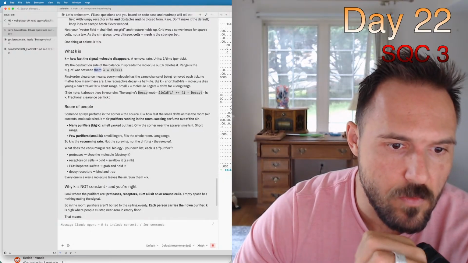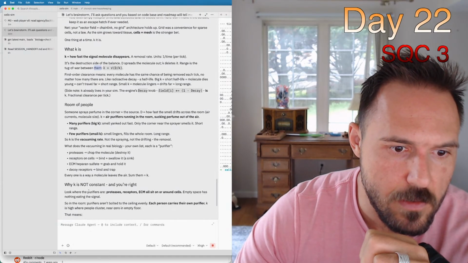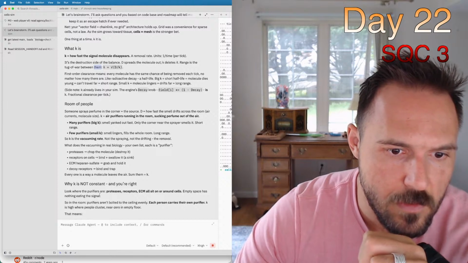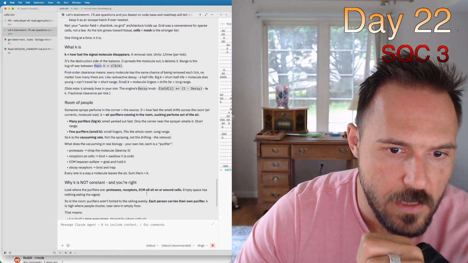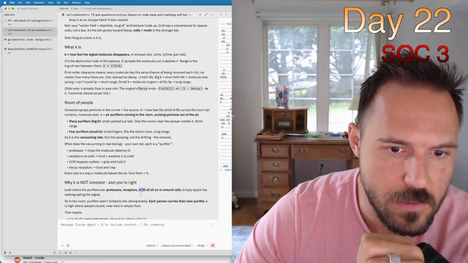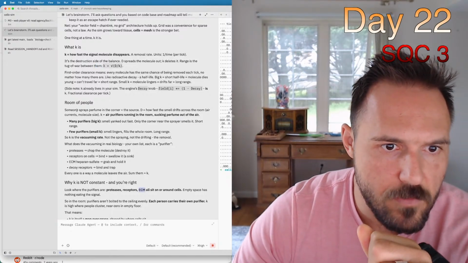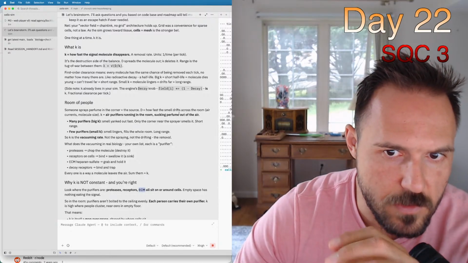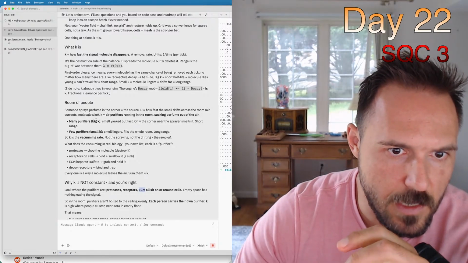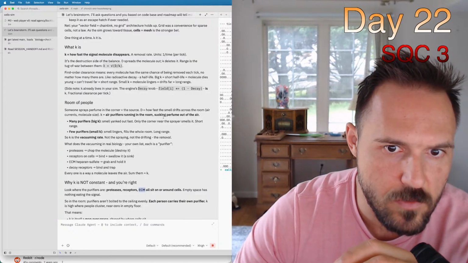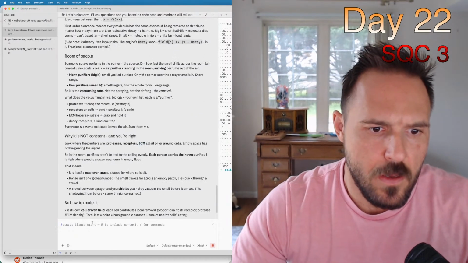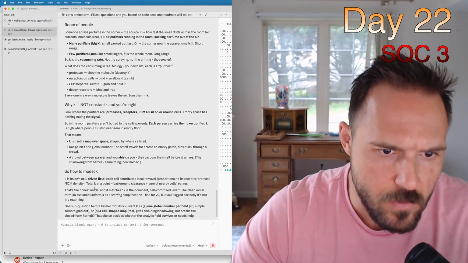Okay, room of people: K is not constant, and you are right. ECM all sits around the cell. Someone spreads perfume in the corner. That's how fast the smell diffuses across the room. Air carries the molecule, that's the diffusion. An air purifier running in the room, sucking perfume out of the air. Many purifiers, big K. So how to model K?